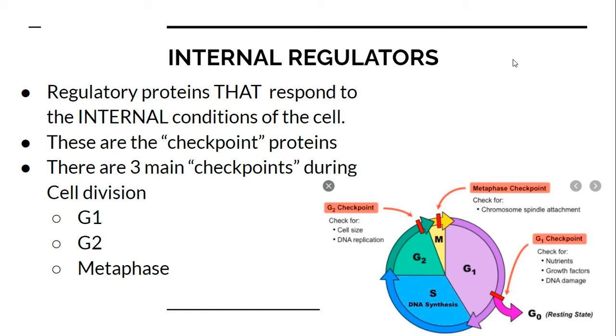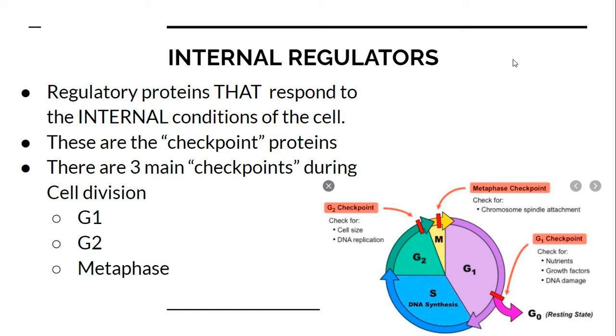We have the G2 checkpoint. The G2 checkpoint checks for cell size, and it looks at the DNA replication. Is the cell the correct size to start replicating? Are there any problems in the DNA? If so, then we'll go through apoptosis. We'll explain that in a minute. If everything checks out, if everything's good, it moves on into the M phase, right?